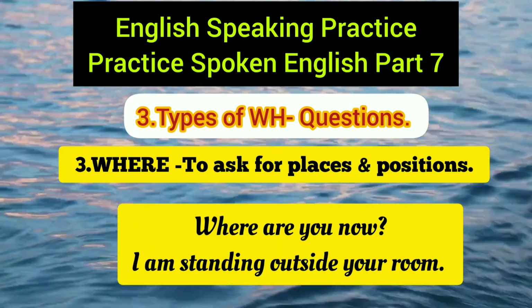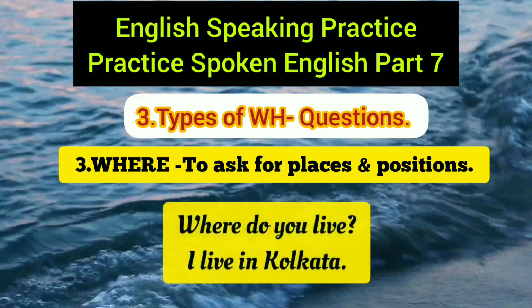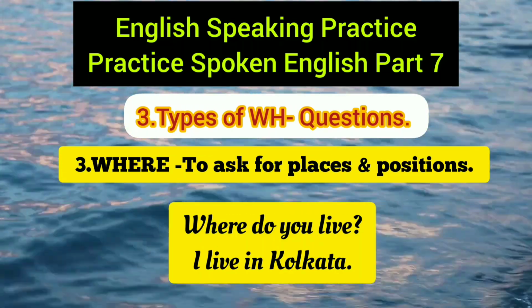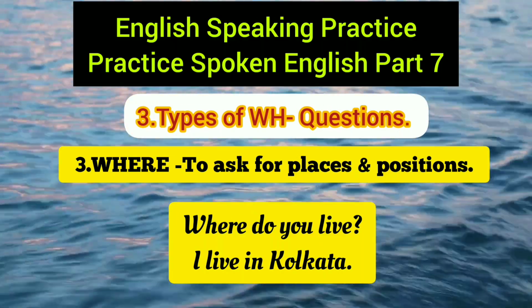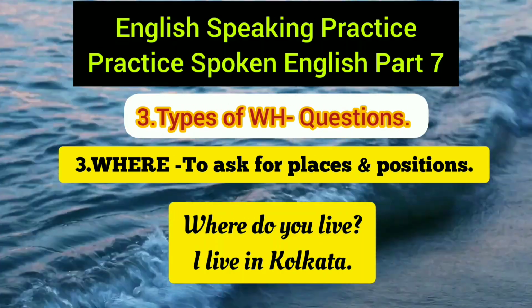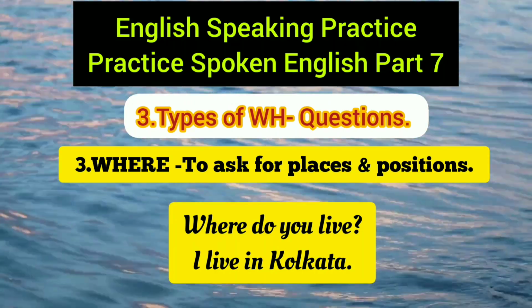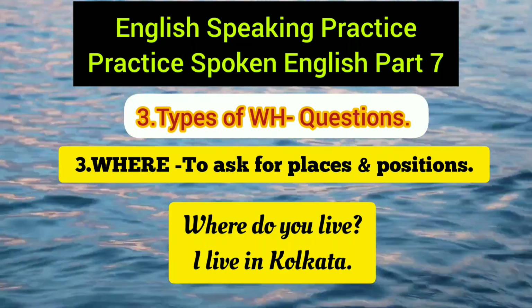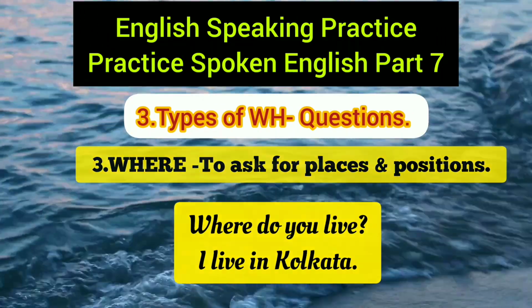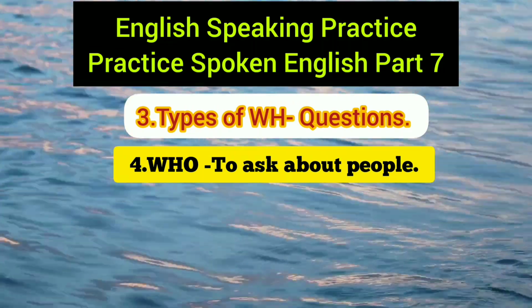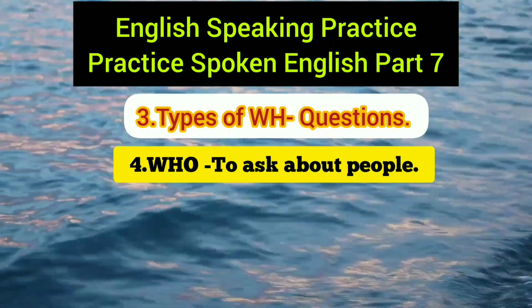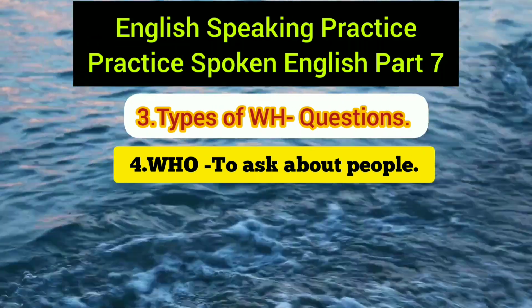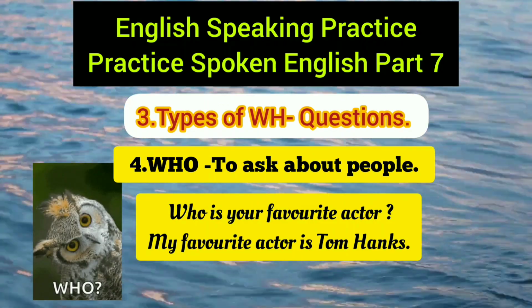Let's see the second question: where do you live? I'm asking about the person's place, where exactly that person lives. I live in Kolkata. This is how one can respond. I hope it's crystal clear. Where is used to ask for places, positions, locations. Up next we will see the fourth WH word, which is who, primarily used to ask about people. Let's see how to frame questions using the WH word who: who is your favorite actor?